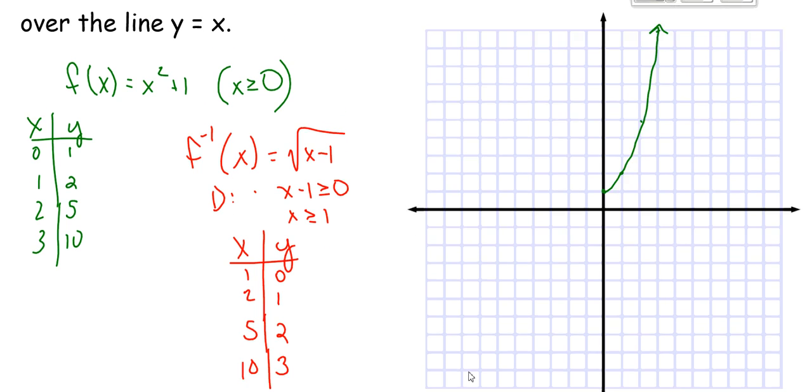Now I'll plot these. I'm at 1, 0, I'm at 2, 1, I'm at 5, 2, and I'm at 10, 3, and it's going to look like that as we go. And so there are the two functions that we have.